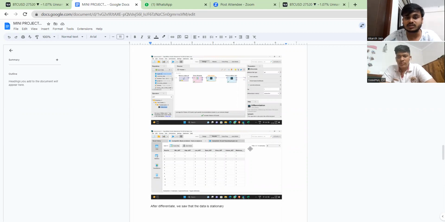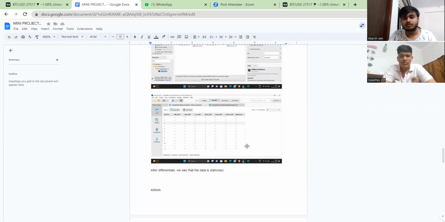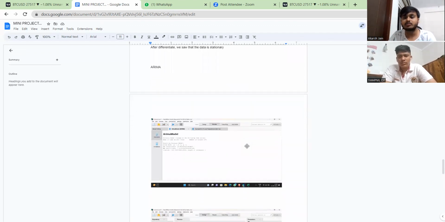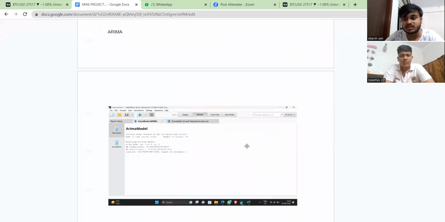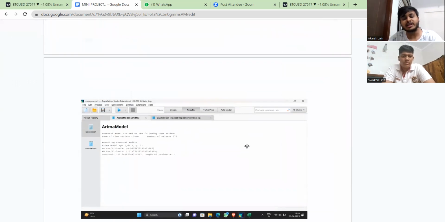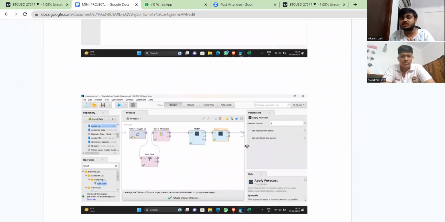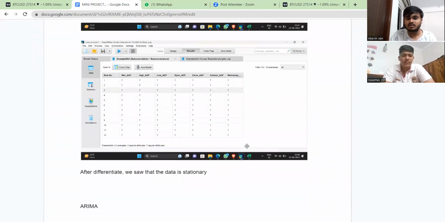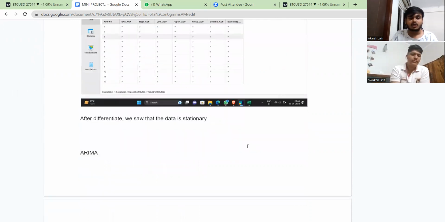Further, we used the differentiate model, because the ARIMA model itself has the I, which stands for integration of the stationary date and time series. It should be stationary. Swapnil, please scroll up a bit, a bit more. Yeah, if you see, all the data is stationary now, and thus we used differentiate, and now we'll be moving forward with the ARIMA model.